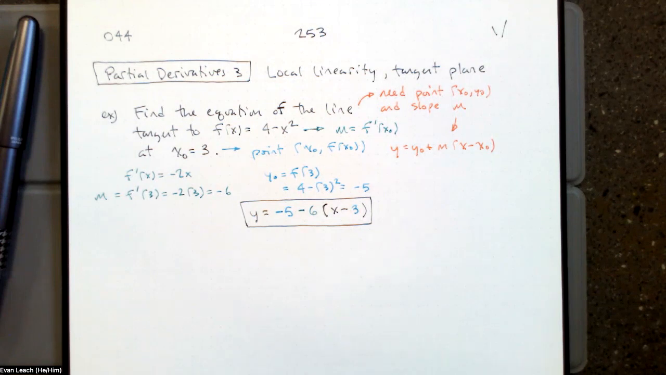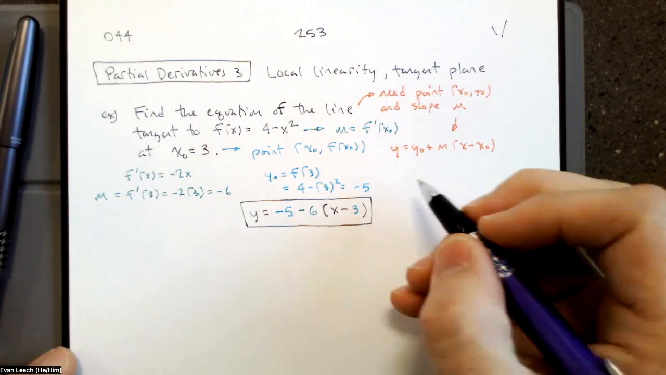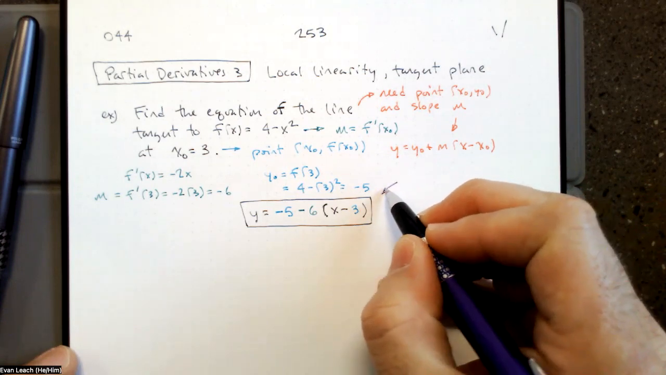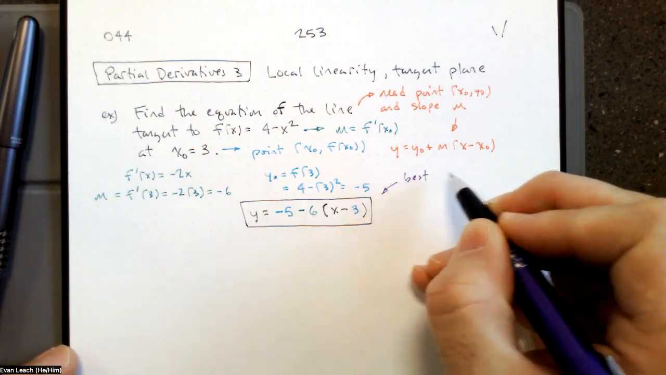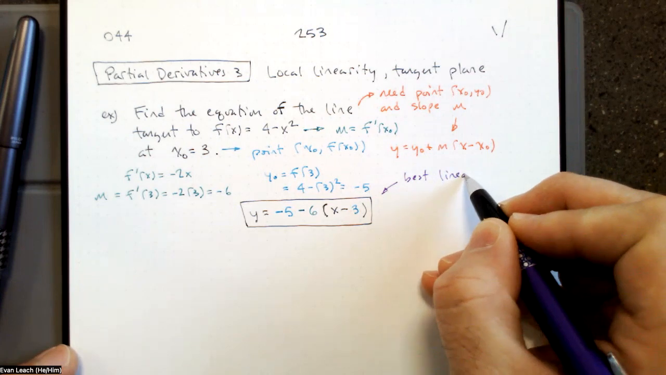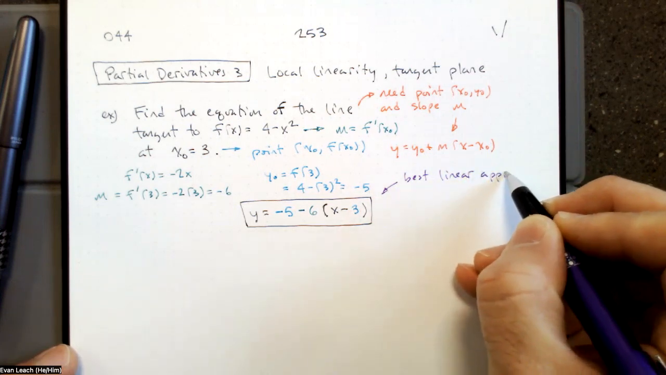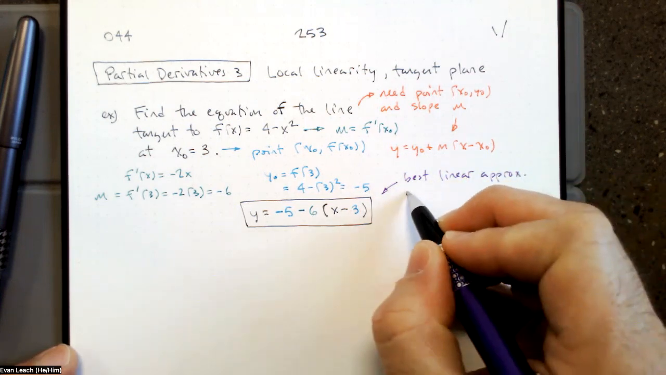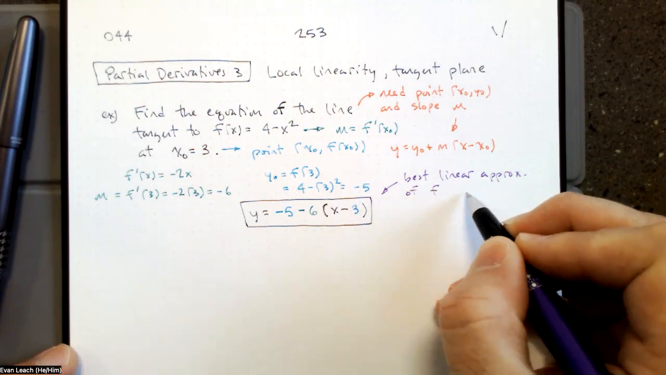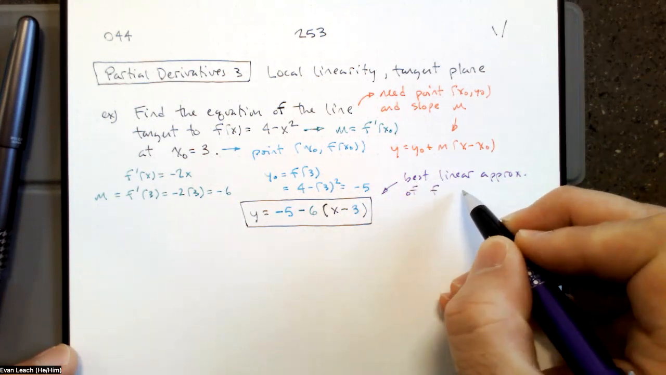The tangent line is the best linear approximation to the function near the point. That's why we do tangent line. This is the best linear approximation of the function near the point.